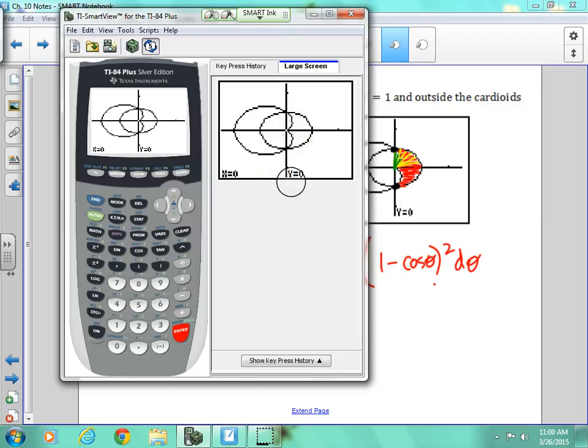I'll do this, or I could go just 0 to pi over 2 and do what? Times 2. Why might that be easier? Maybe easier to plug in. You can either go from 0 to pi over 2 times 2, or you can go from negative pi over 2 to pi over 2 regular. And that's where I get work on the other page.